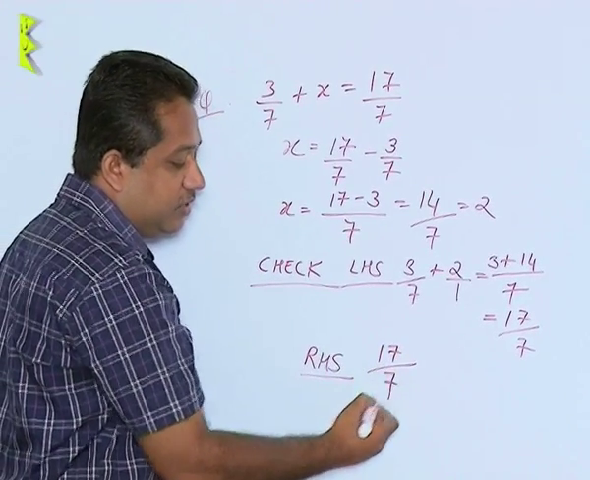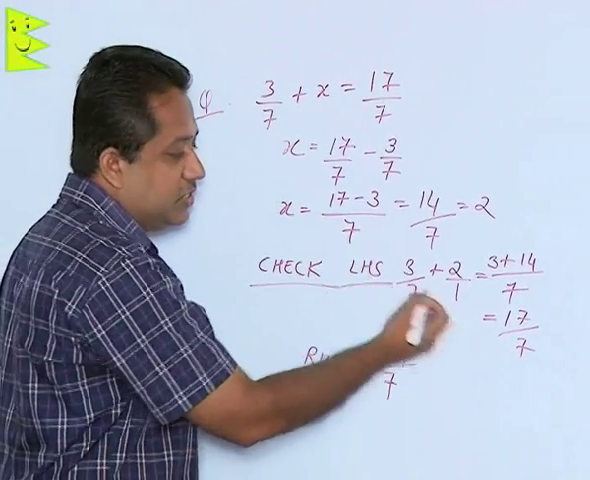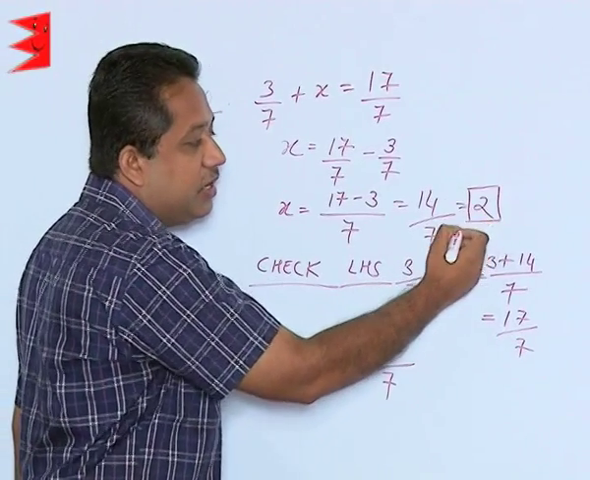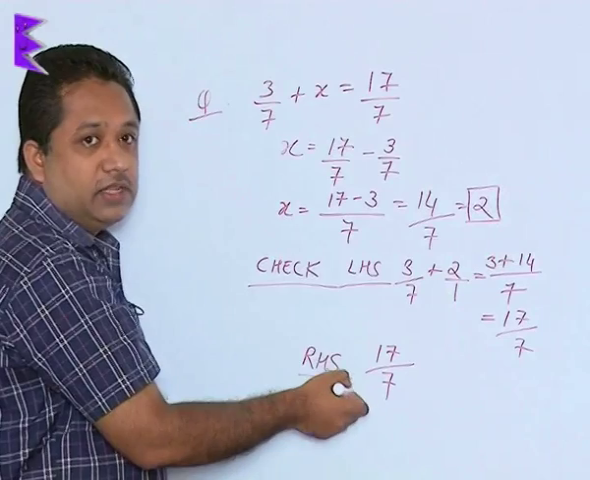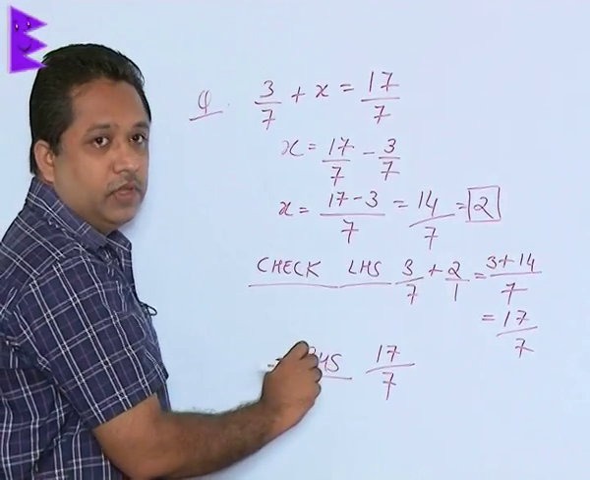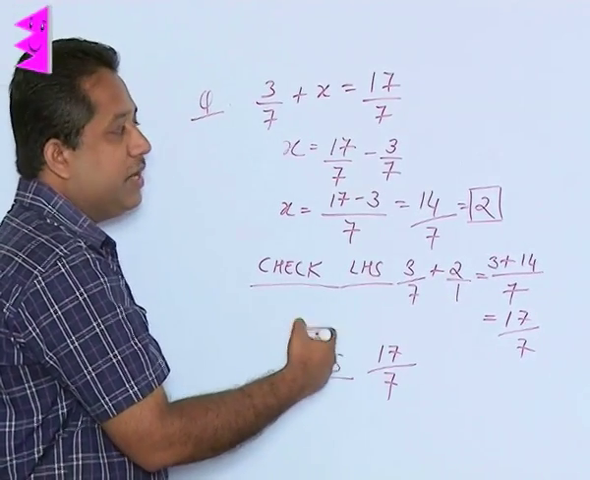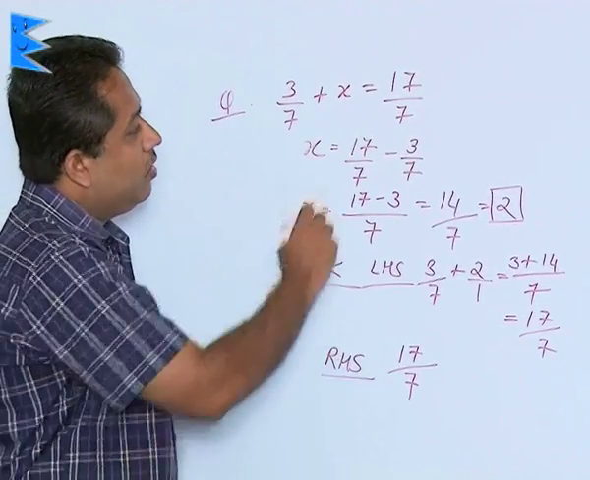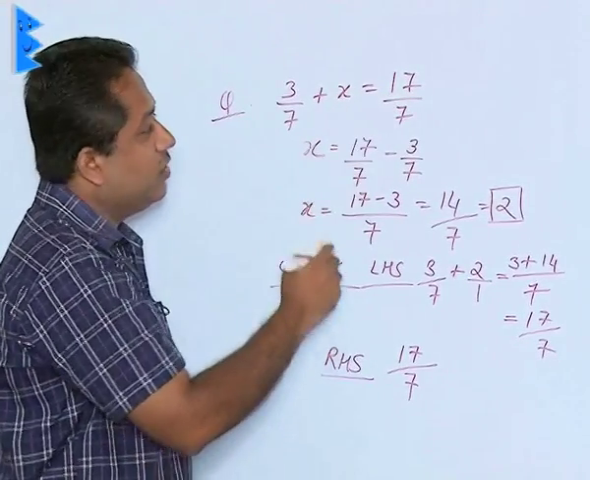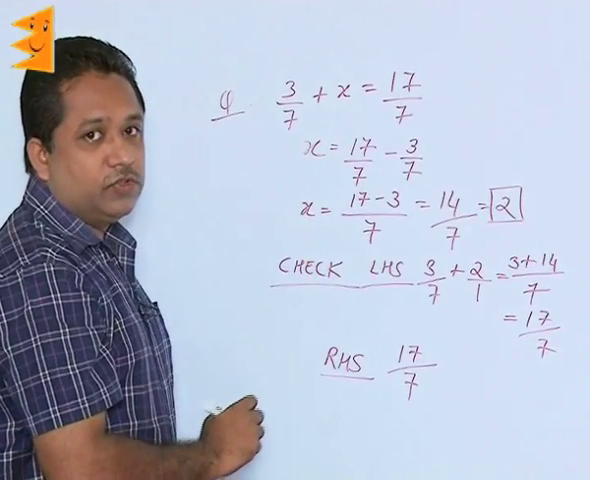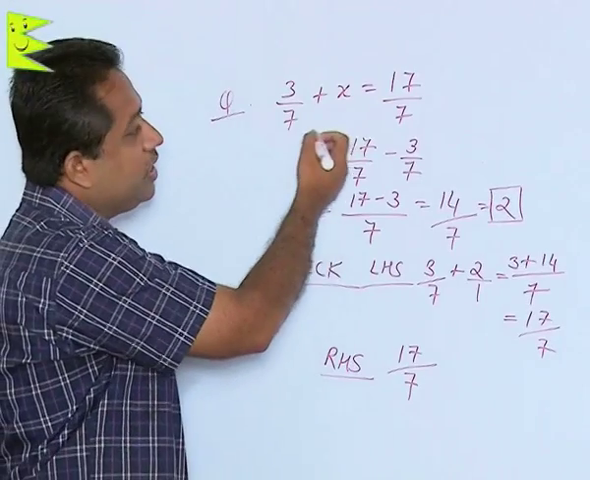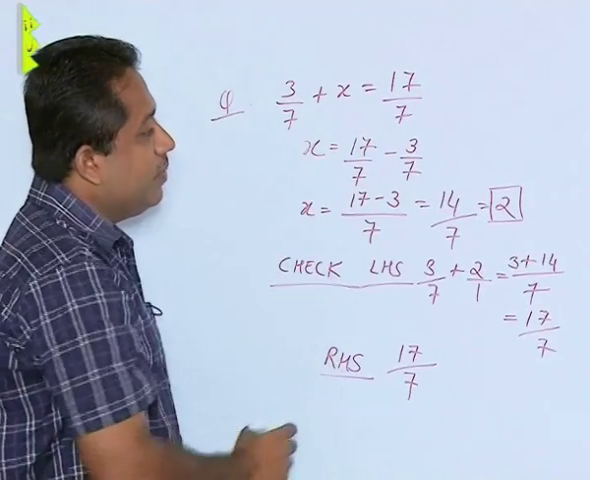So, RHS is 17 by 7, LHS is 17 by 7, which means that the value of x that we had got earlier is correct, and hence the question is verified. Now, this question can become complex if you are having more than 2 or 3 fractions with different denominators. So, let us consider those cases where the denominators will be different.